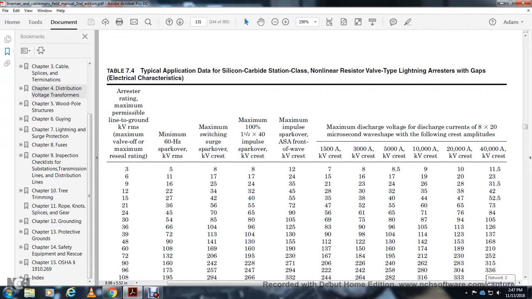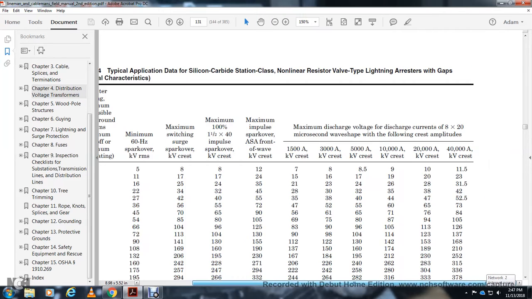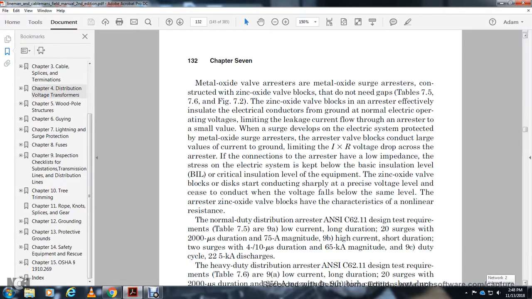Discharge voltage with the discharge 8 by 20 microsecond wave shape of the following crest amplitudes: 1.5 kiloamp kilovolt crest, 3,000 amp kilovolt crest, 5,000 amp kilovolt crest, 10,000 amp kilovolt crest, 20,000 amp kilovolt crest, 40,000 amp kilovolt crest. And that's that table.